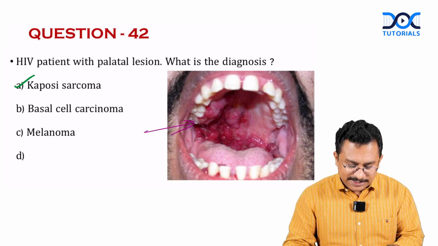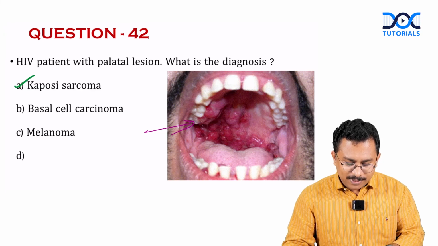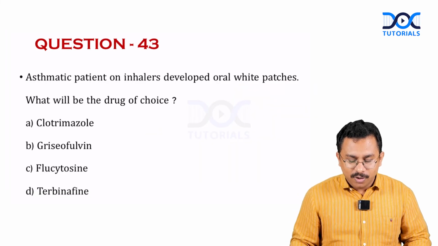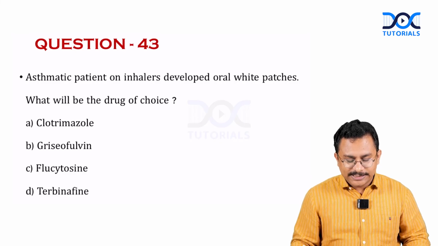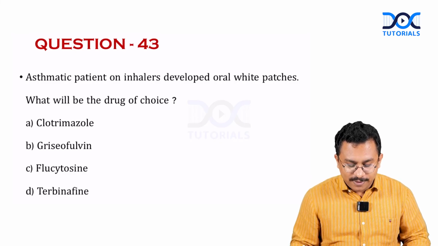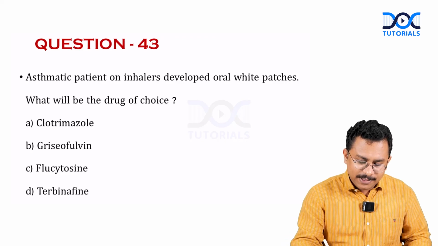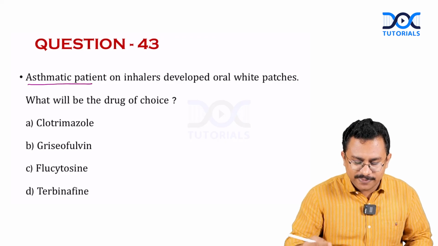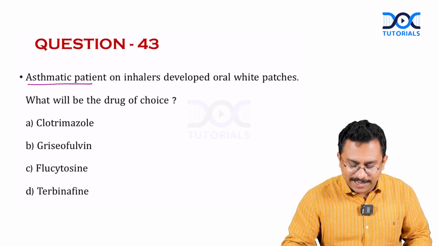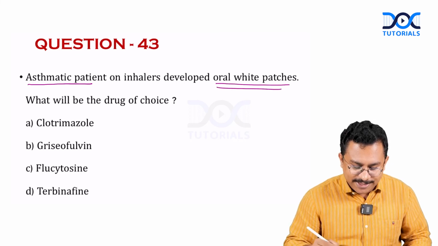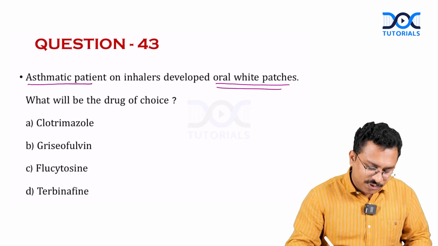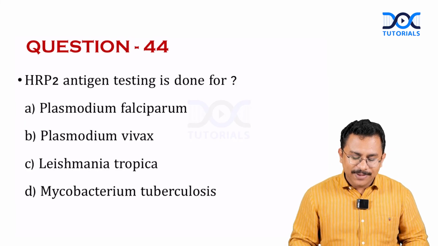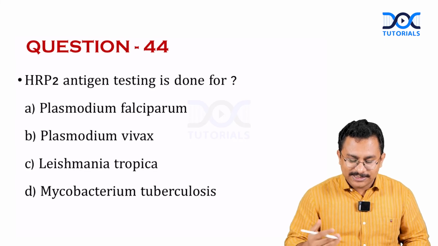It's not a basal cell carcinoma or a melanoma. Question number 43. Asthmatic patient on inhaler develops oral white patches. What is the drug of choice? Is it clotrimazole, griseofulvin, flucytosine, terbinafine? Patients who are taking these inhalers, mostly with steroids, are prone to develop candidiasis. So the patient has candidiasis here, and the drug of choice is clotrimazole.